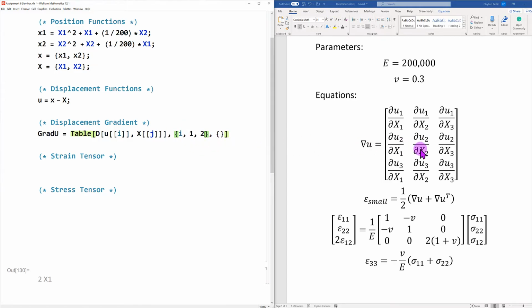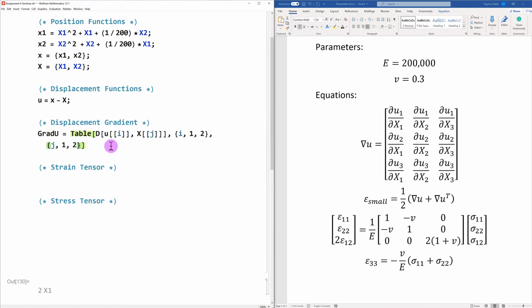Now, if I had a three-dimensional case where I do have u1, u2, and u3, then yes, this would be a 3. However, we're dealing with 2 dimensions. We only have 2 row entries that we're interested in. And the same thing goes for j. So we know that j starts at 1, and j will go to 2. Because again, we don't have that partial x3. There's no case where we have an x3 that we need to deal with. So we go from 1 to 2.